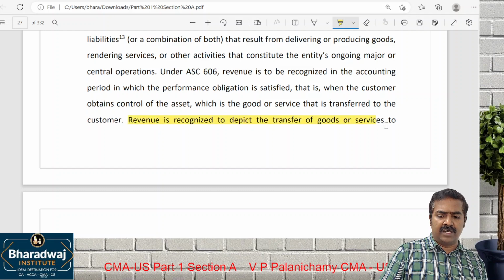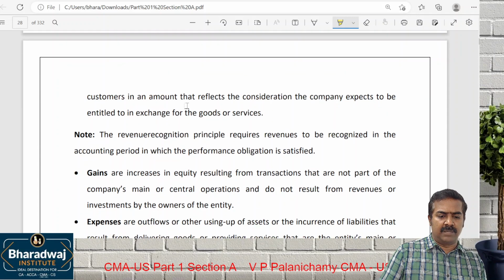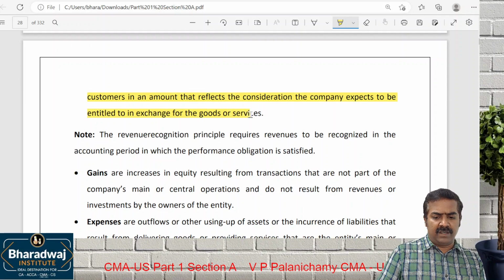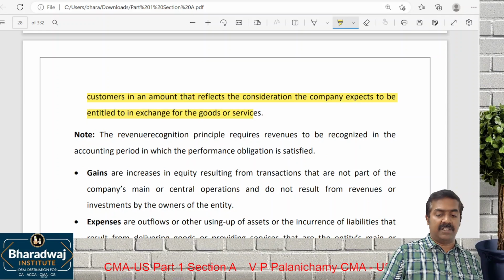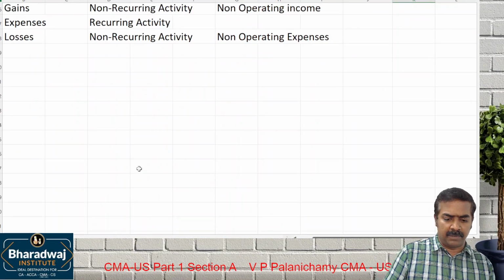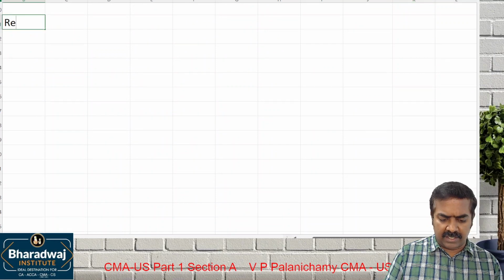When to record the income? Simple. When you have the right to receive the income. Pay attention. I'll give an example. Please copy this. Recognition of revenue.